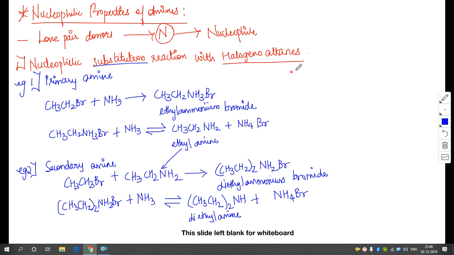Just remember, whenever we are making an amine, we always have a two-step process. And whenever we are making a secondary amine, we are using the primary amine to make the secondary amine. Okay, note it down.